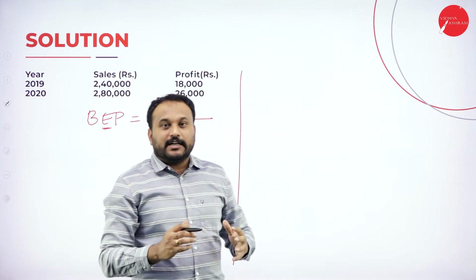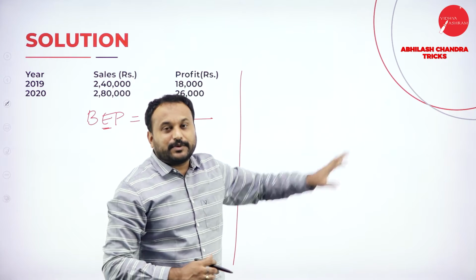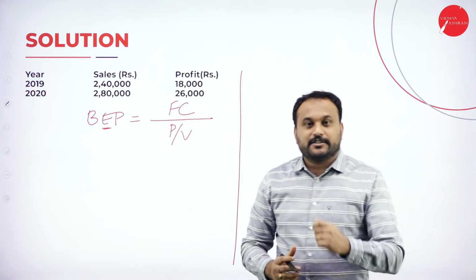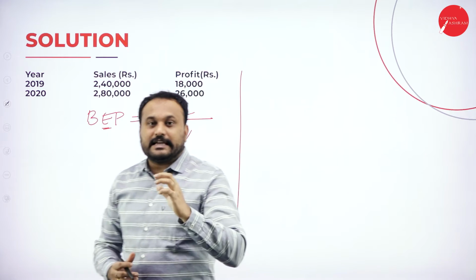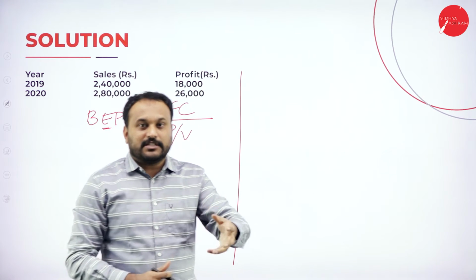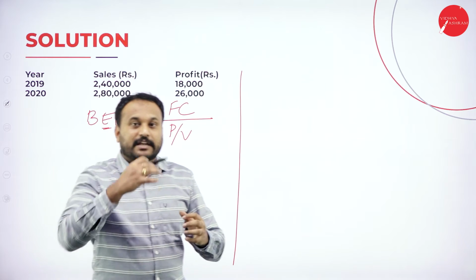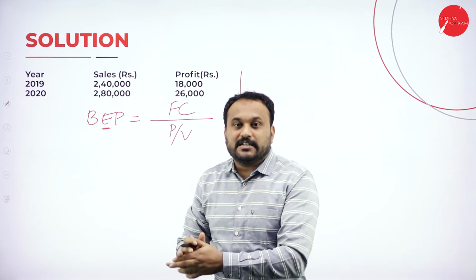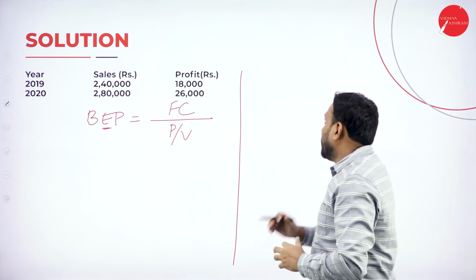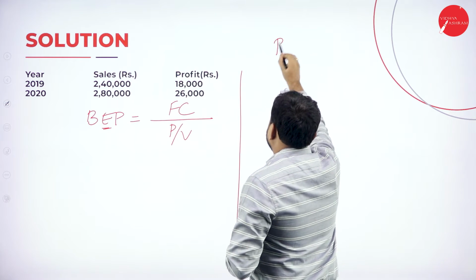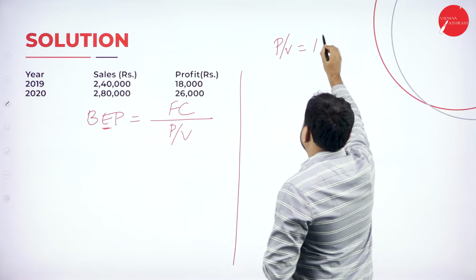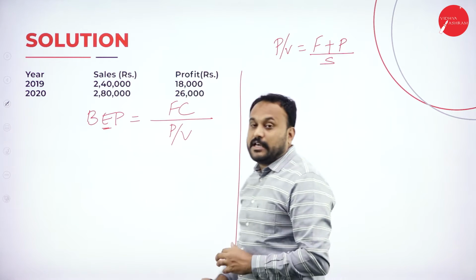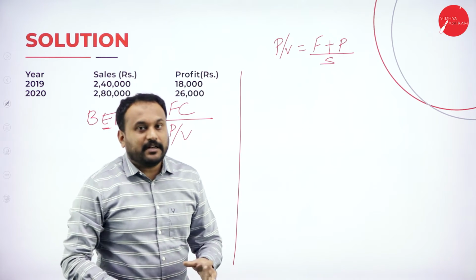We have something called the Abhilash Chandra tricks. What is it? Abhilash Chandra tricks. What exactly is this ACT all about? We know a formula which can actually find fixed cost. If fixed cost is not given, we can find it; if profit is not given, or even if sales is not given, we can find it. So what is that formula? The formula is PV is equal to F plus P divided by S. What is it? PV is equal to F plus P divided by S.